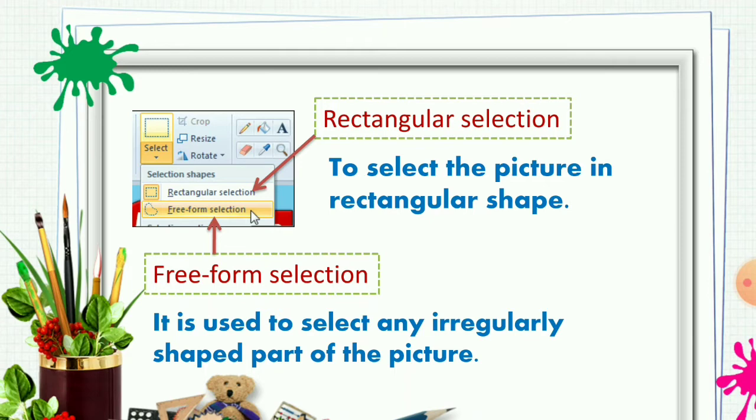Okay. Now second one is free-form selection. This tool is used to select any irregularly shaped part of the picture. It means we can select any part of the picture where we are moving the mouse pointer, that part of the picture will be selected. Okay, it is also called freehand selection tool. Okay, so children, let's see how can we use this selection tool in paint program.